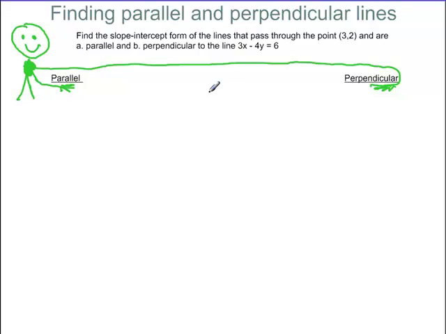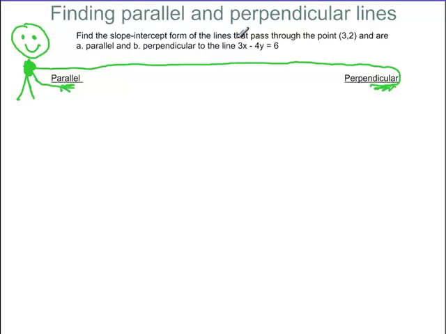Now let's take a look at this question. Finding parallel and perpendicular lines. It says, find the slope-intercept form of the lines that pass through the point (3, 2) and are A, parallel, and B, perpendicular to the line 3x minus 4y equals 6. First, we're going to find a line that goes through the point (3, 2) and is parallel to this line.